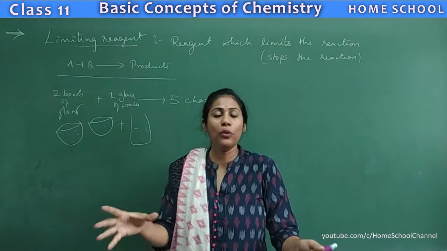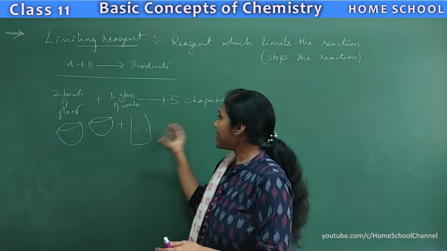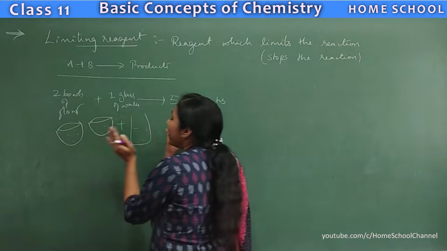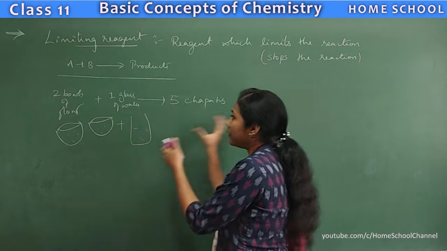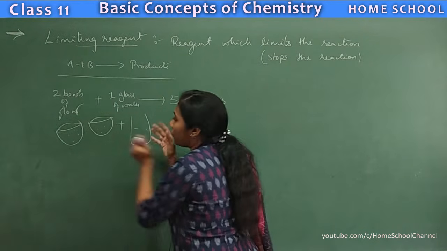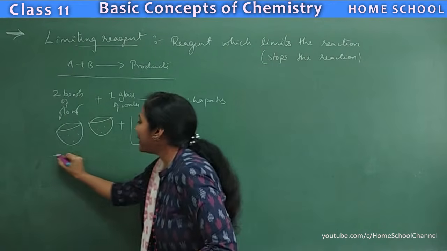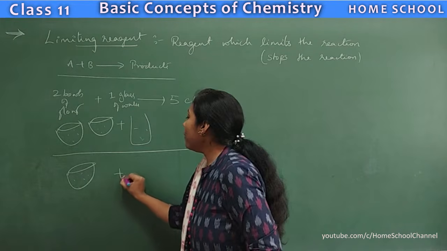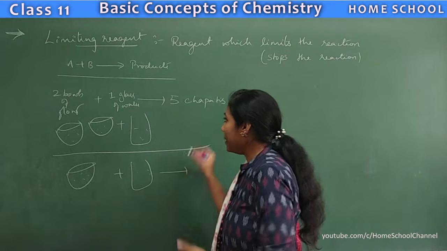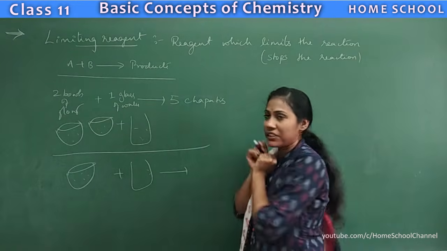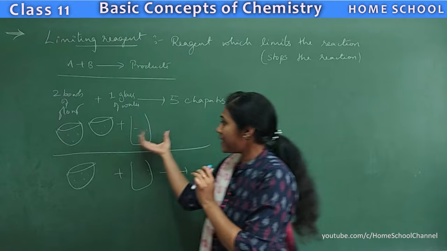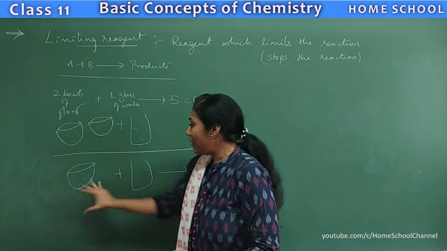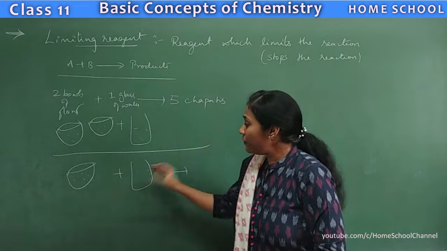So when I take 2 bowls of flour, I add 1 glass of water. I'll nicely make a dough, and then out of this I can make 5 chapatis, right? But imagine I have only 1 bowl of flour and I have 1 glass of water. Can I make 5 chapatis? My target is to make 5 chapatis. To make 5 chapatis, these are the requirements, right? But I have only 1 bowl of flour and 1 glass of water.